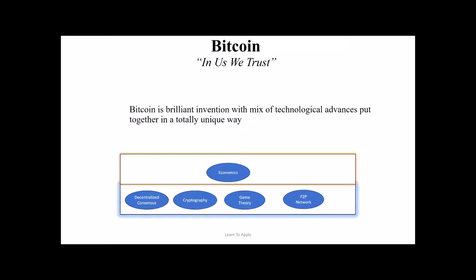If we look at decentralized consensus, we have seen cryptography, game theory, and peer-to-peer networks, and if we mix it up with some kind of incentive mechanism and economic theory, then it gives rise to a protocol that's called Bitcoin. In Bitcoin, we say in us we trust. If we talk about the same thing in a centralized system, we say we trust the centralized system, but in Bitcoin, we trust everyone in aggregate, that is distributed trust.